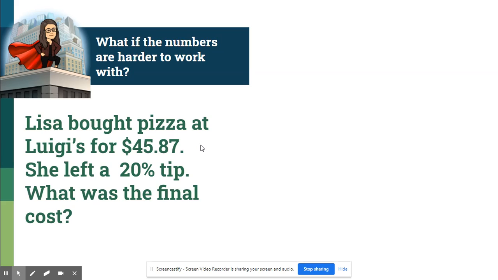So here is my problem. Lisa bought a pizza at Luigi's for $45.87. Hopefully that's more than one pizza. She left a 20% tip. What's the final cost?